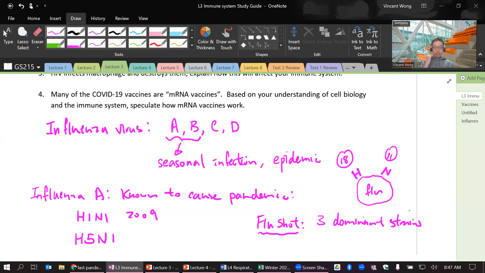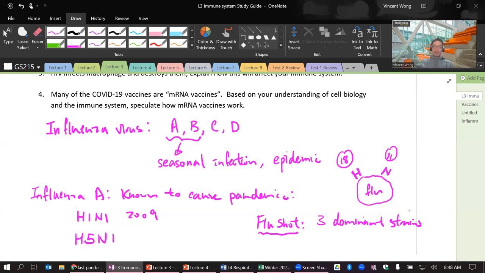Now, living in the Northern Hemisphere, we have an advantage in that we can look at what's happening in the Southern Hemisphere, in countries like Australia, because they have their winter before us. So we can see if the vaccines are effective for their winter, and then plan accordingly for our winter.